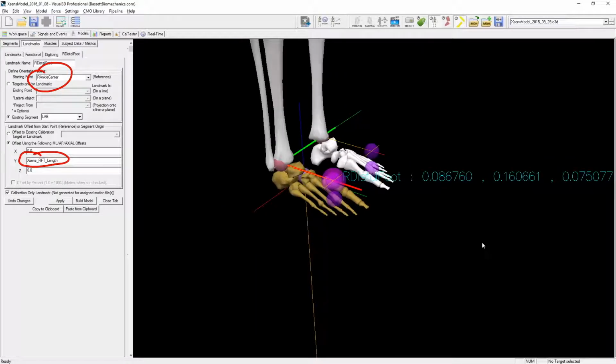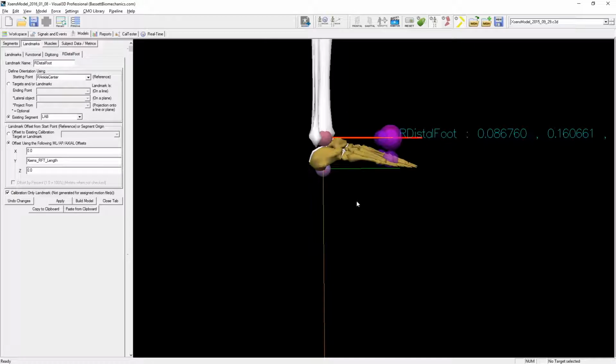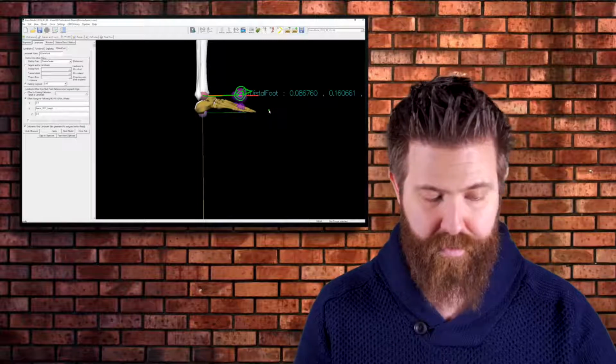Now, the Y direction from the ankle center is in this direction. Actually, let me turn it so you can clearly see. So that's clearly how we got the right distal foot.